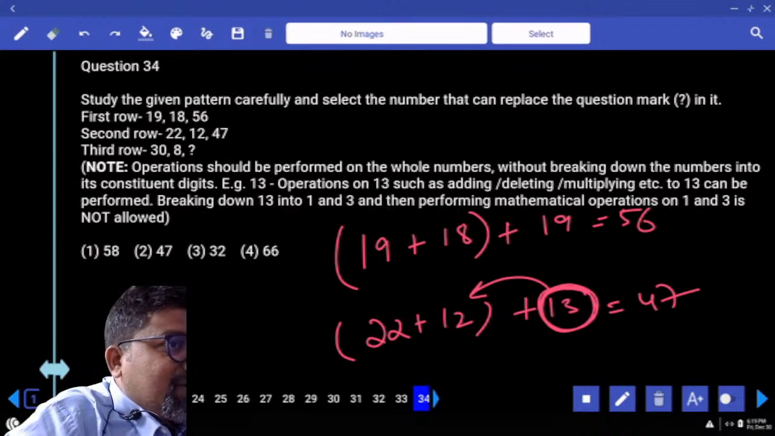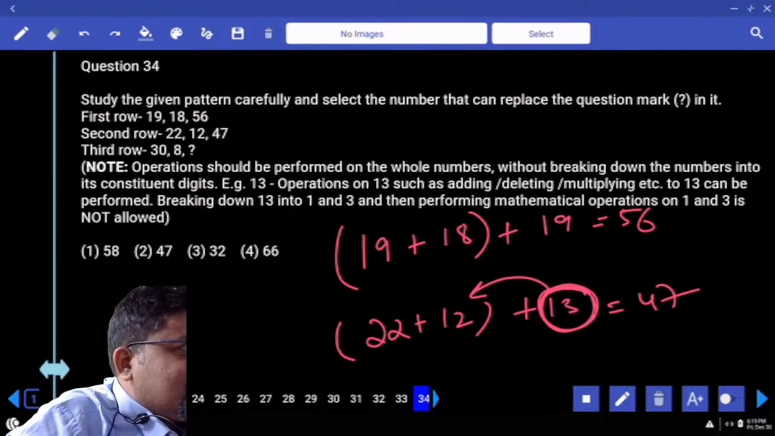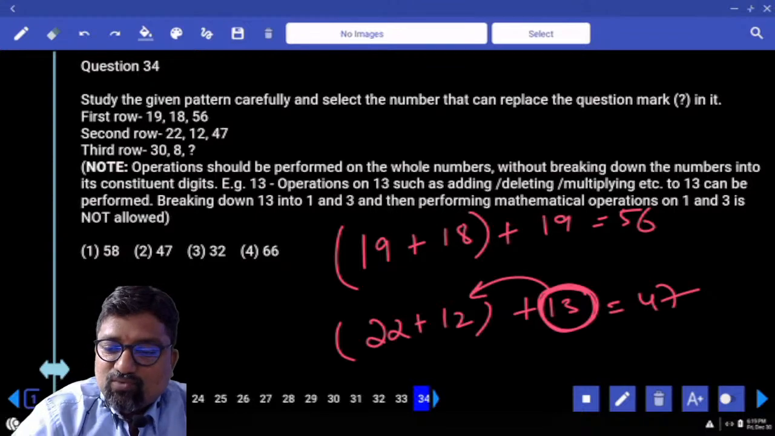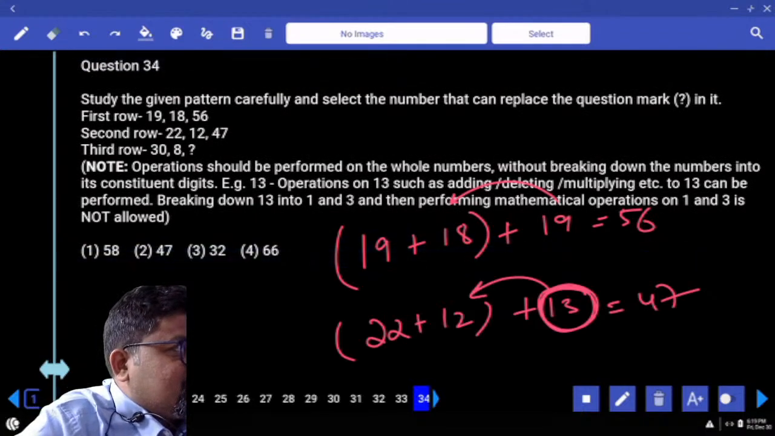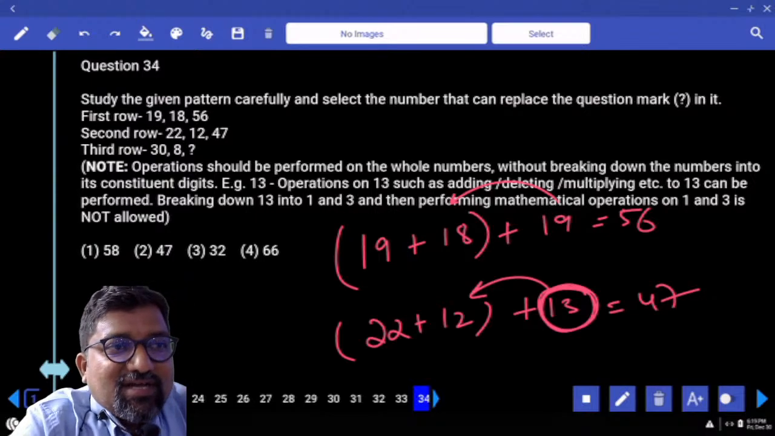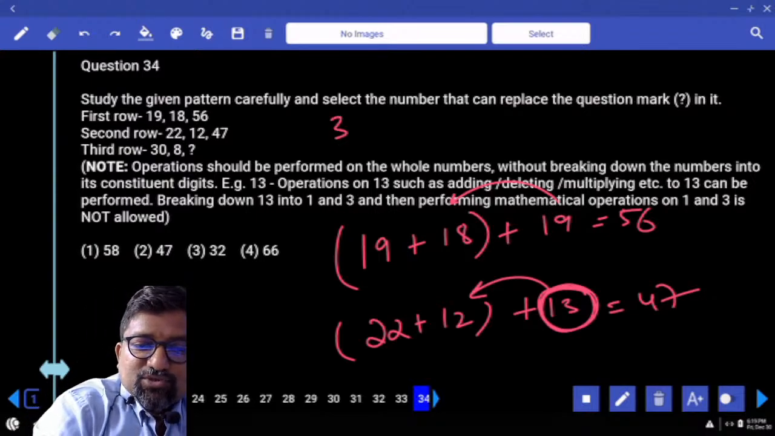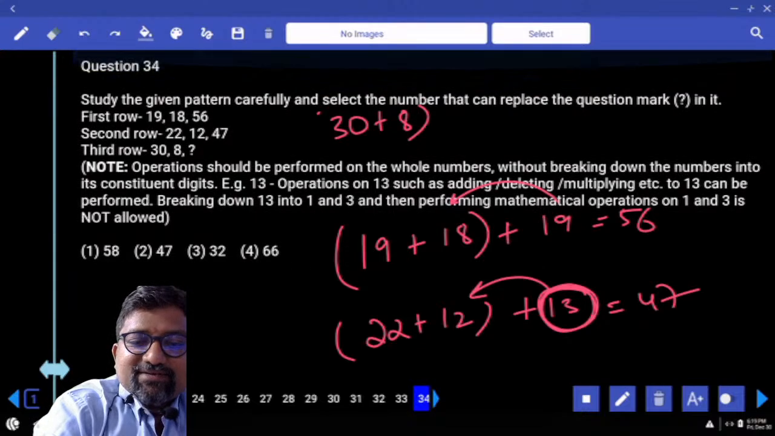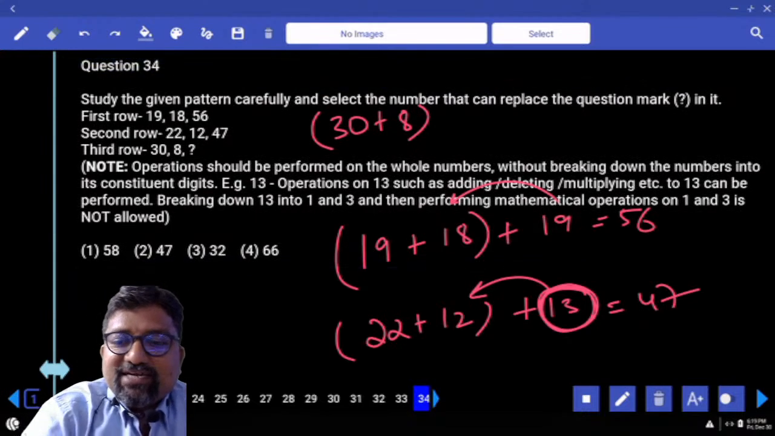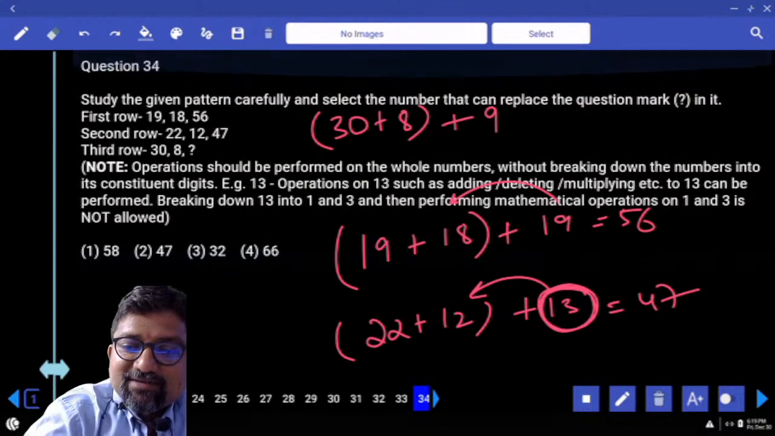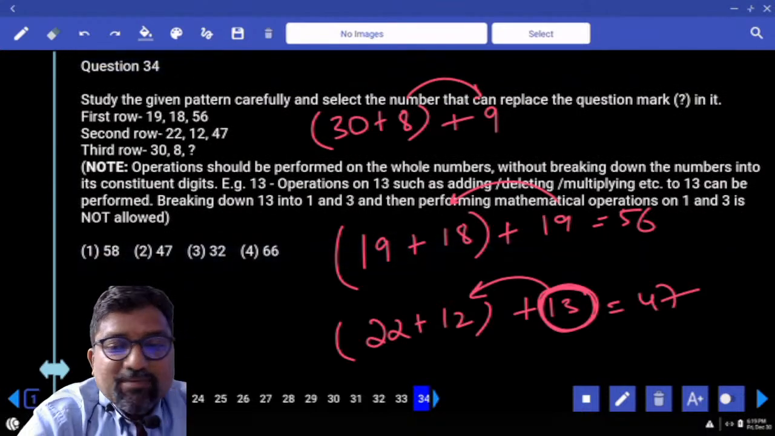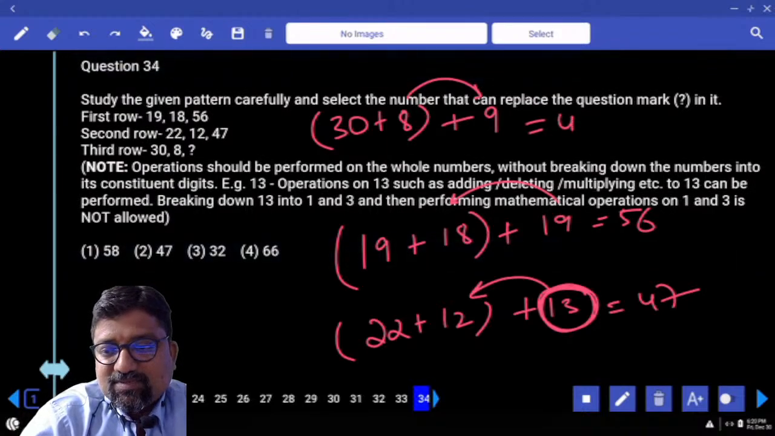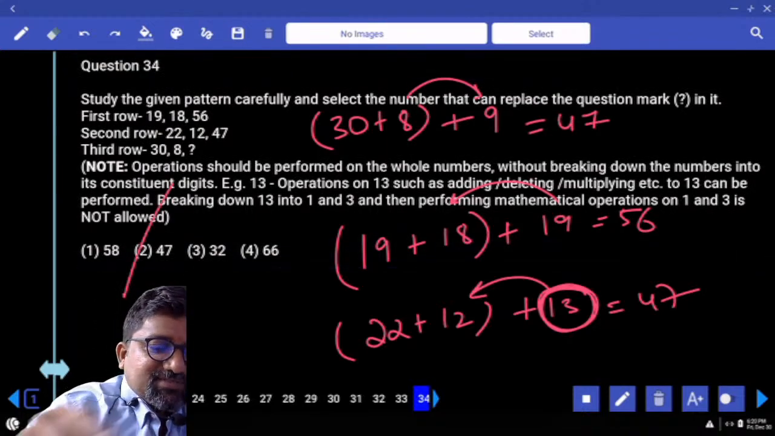This is nothing but 12 plus 1. What is it? 12 plus 1. It is 18 plus 1. Understood or not? So this is 30 plus 8. 30 plus 8 is how much? 38 plus 9, because 8 plus 1. How much is this? Do you have 47 in the options?